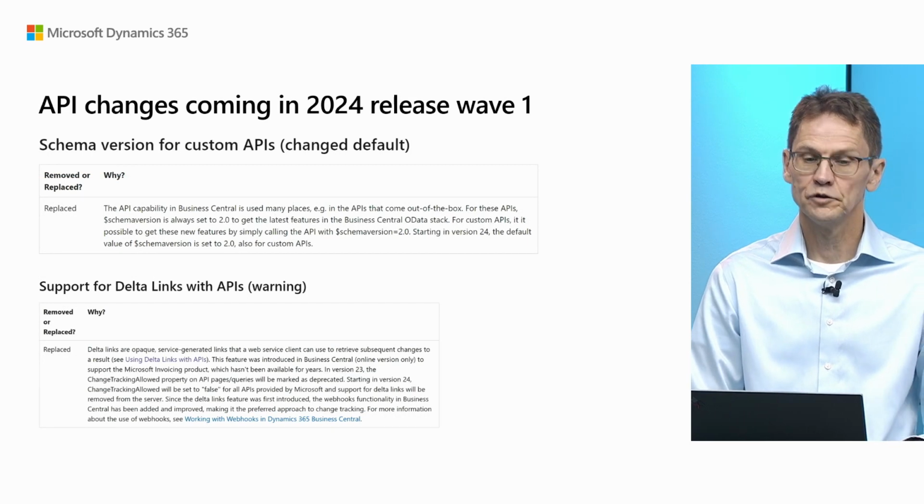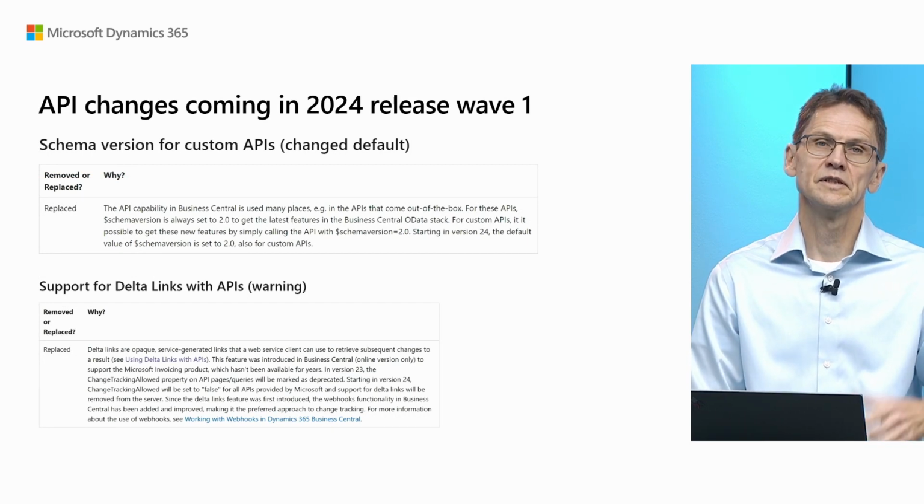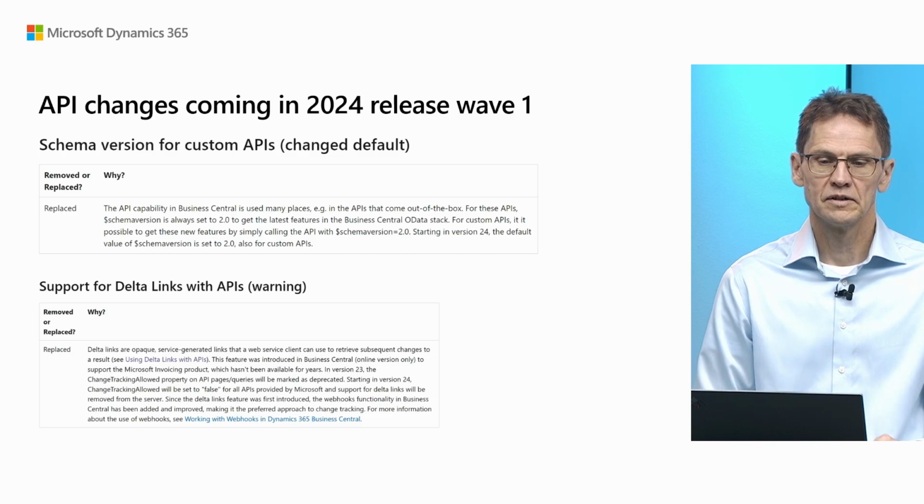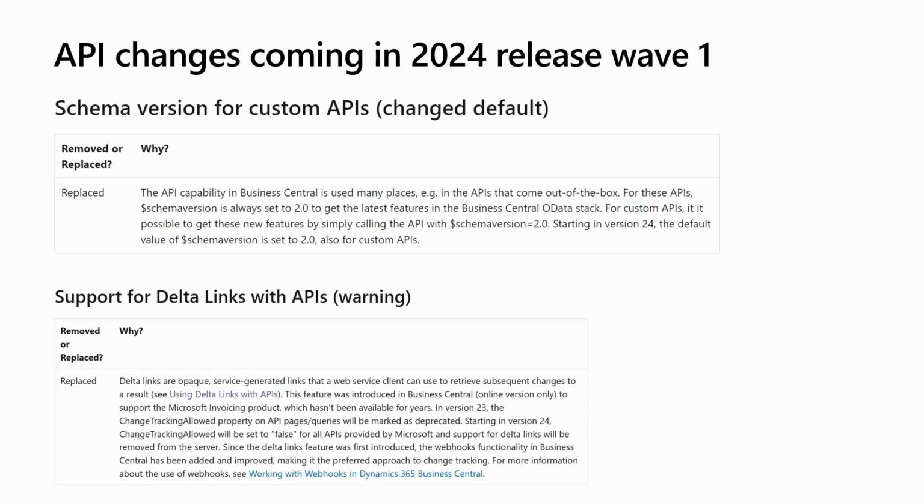There are also a few upcoming changes. The schema version for custom APIs will change its default, and we are removing the support for Delta links. It's already not really supported. There are very, very few users of this functionality, and we will be removing that.